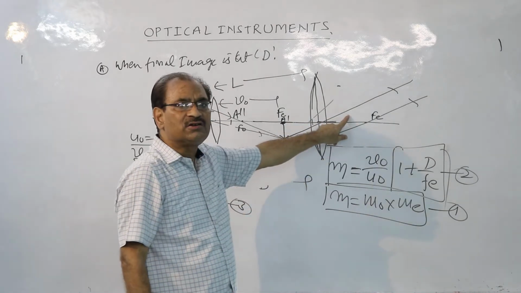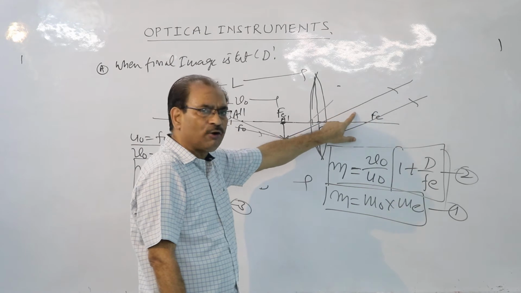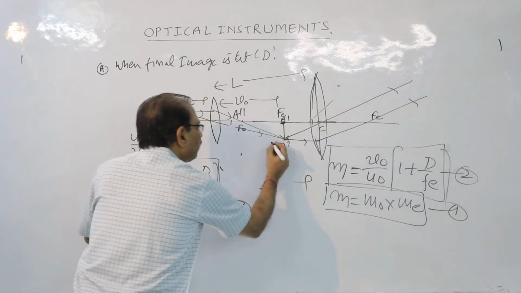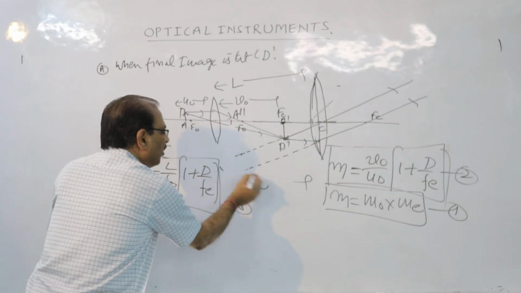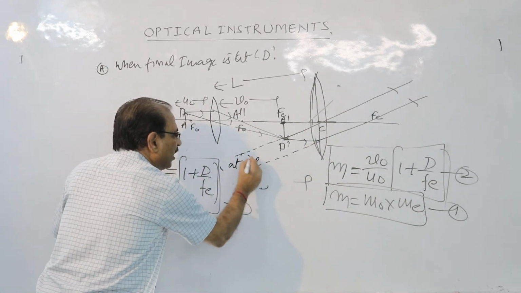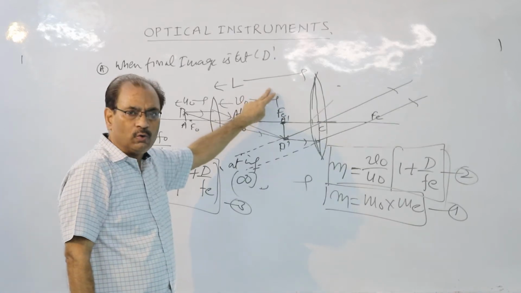Will they meet in this region? No, they will not be meeting in this region. Rather, if you see from here, it will appear as if this ray is coming from here and this ray is coming from here. So the final image is formed at infinity. So this is, children, the case number 2.